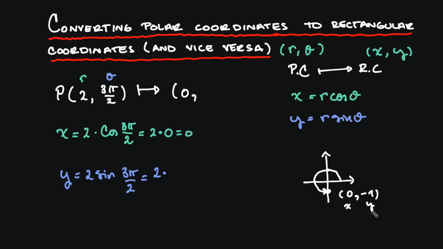We have x and y, right? And we need to end up having a radius and a direction, a theta, an angle, right? So we know that the radius can be found with this formula. Radius squared is equal to x squared plus y squared, right? We know this. Why? Let me do it real quick.